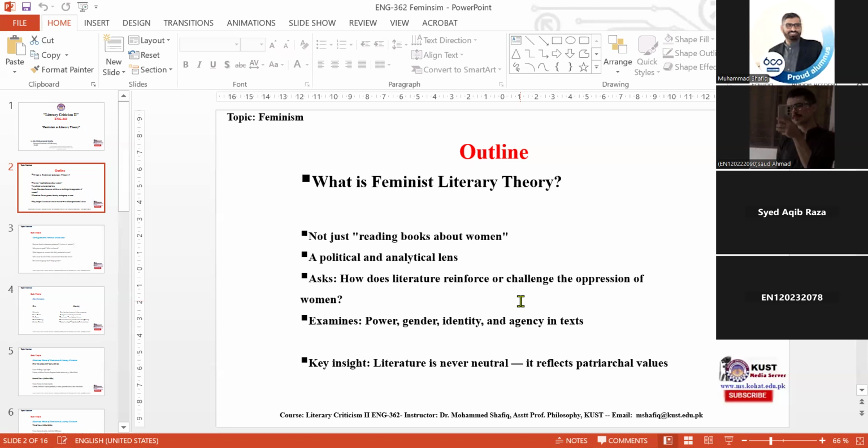Feminist literary theory emerged to examine power, gender, identity, and agency in the text. Because we are trying to critique the different isms in literature, feminism offers a key insight. It says literature is never neutral. It always reflects patriarchal values. That is why we have to go through literary theory with a feminist lens.